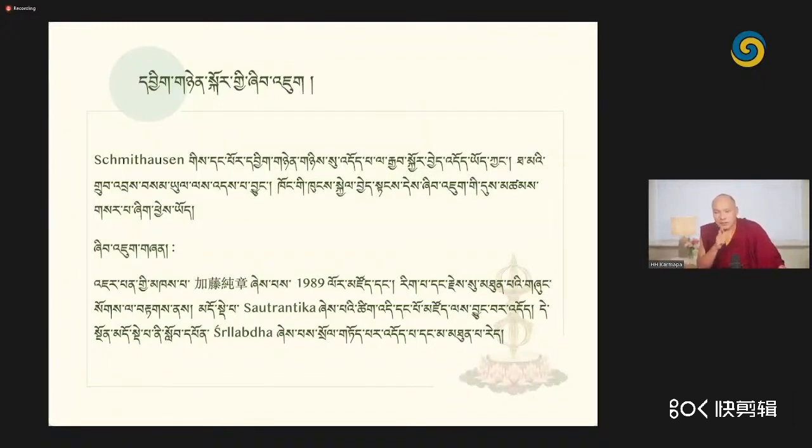Usually, the term Sutra school comes from the Treasury of Abhidharma, and before that, there was a master, Sri Labdha. There was a position that had been started by a master called Sri Labdha. But differently from that, what he said is that the Sutra school, the word Sautrantika, first comes from the Treasury of Abhidharma. And before the Treasury of Abhidharma, there was no term for the Sutra school.